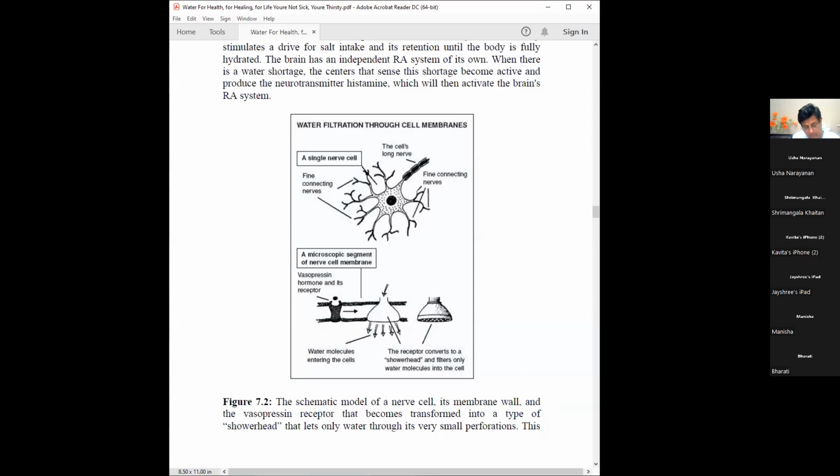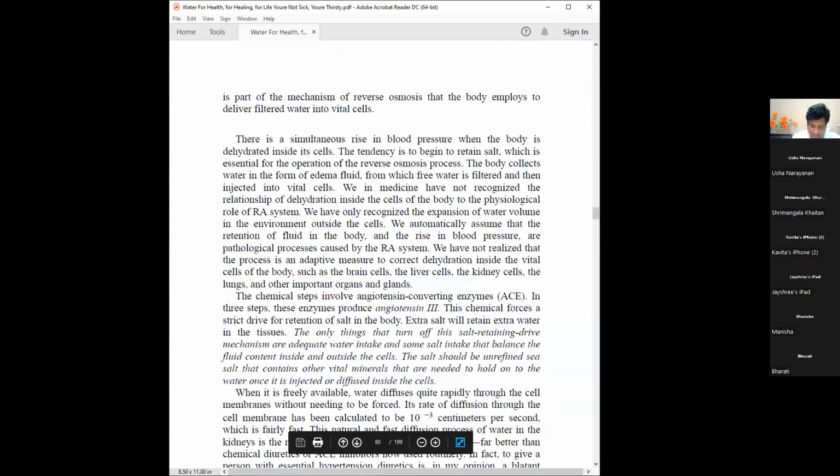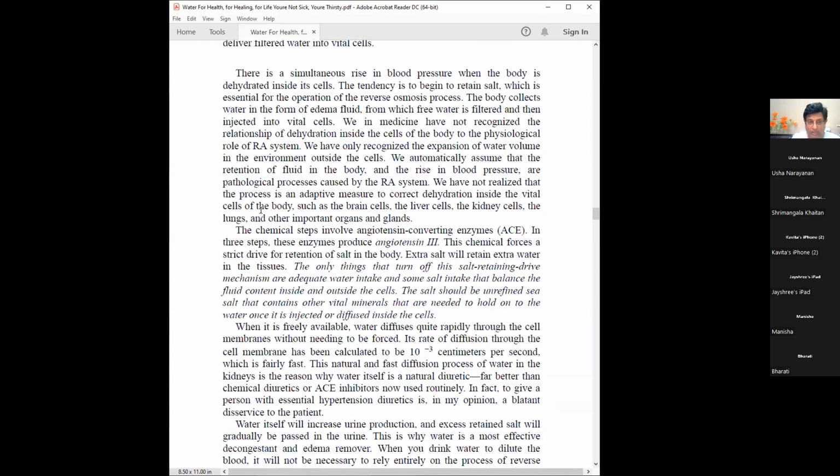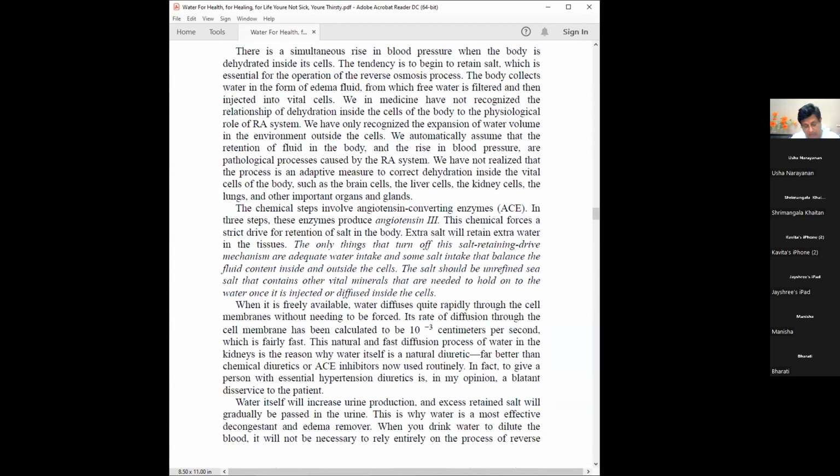The schematic model of a nerve cell, its membrane wall, and the vasopressin receptor that becomes transformed into a type of shower head that lets only water through its small perforations. This is part of the mechanism of reverse osmosis that the body employs to deliver filtered water into vital cells. So again, the water is pushed through the shower heads into the cellular system.